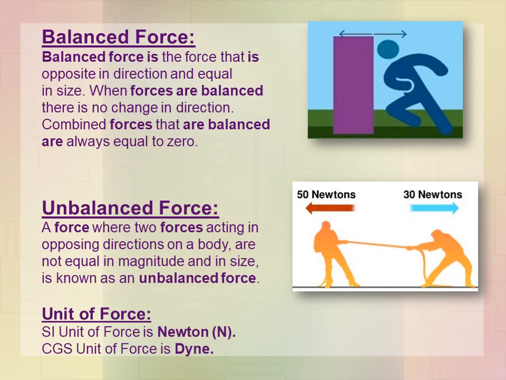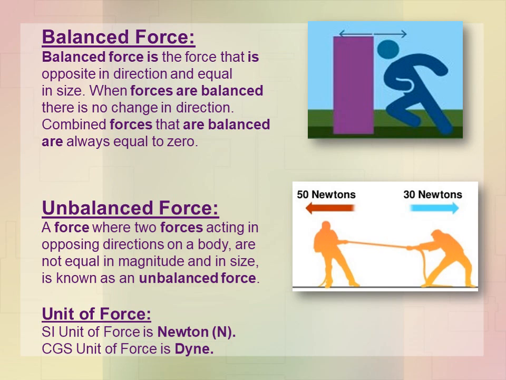Example, if you push against a wall, the wall pushes back with an equal but opposite force. Neither you nor the wall will move. This is a type of balanced force.